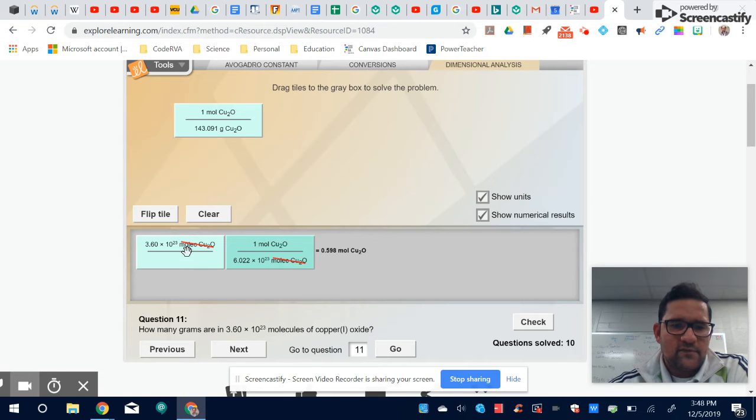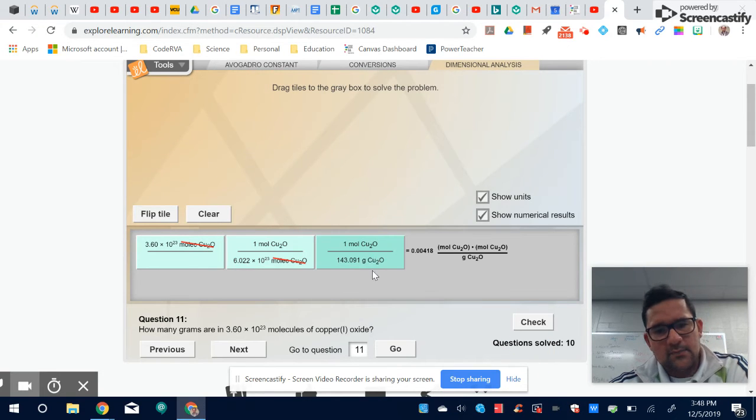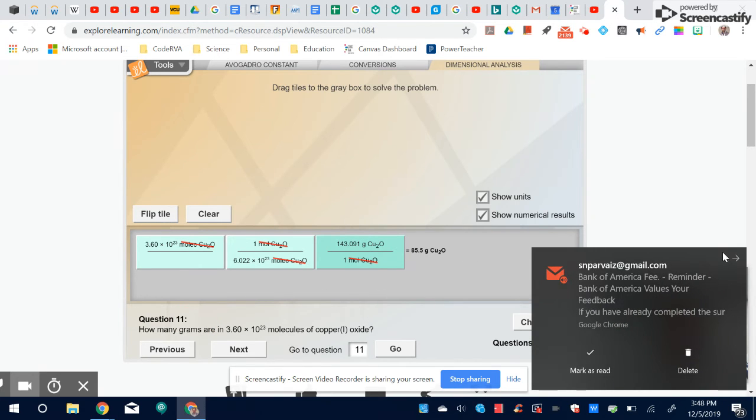Now I've changed it from molecules to moles, but my question was about grams, so I'm going to have to go from moles to grams. So I'm going to use the molar mass tile. The molar mass tile is that 1 mole of copper 1 oxide is 143.091 grams. So now I've got to flip this tile so that grams cancels out with grams.